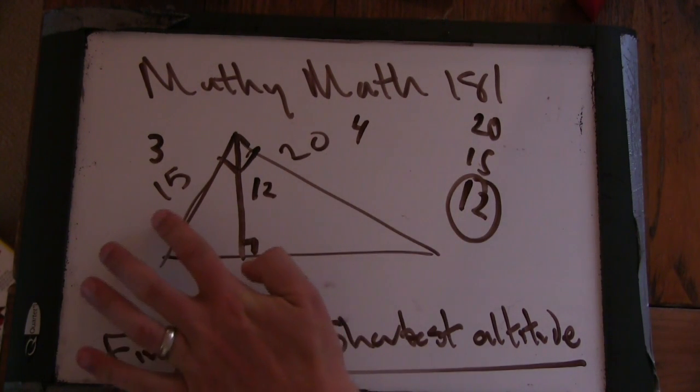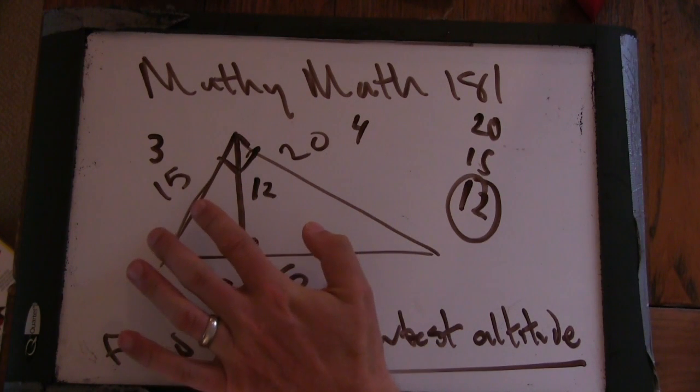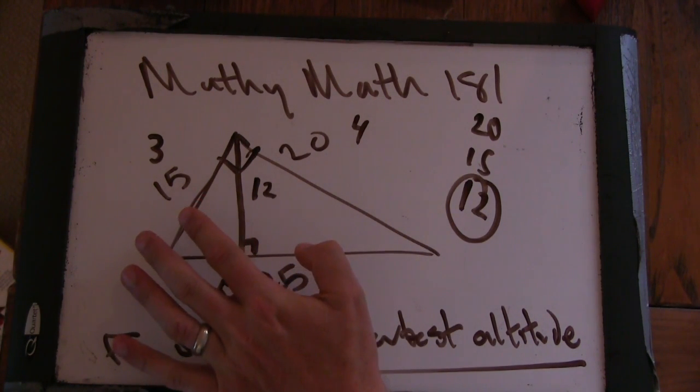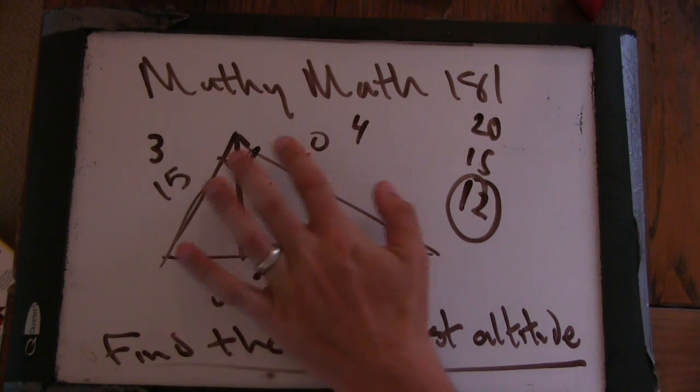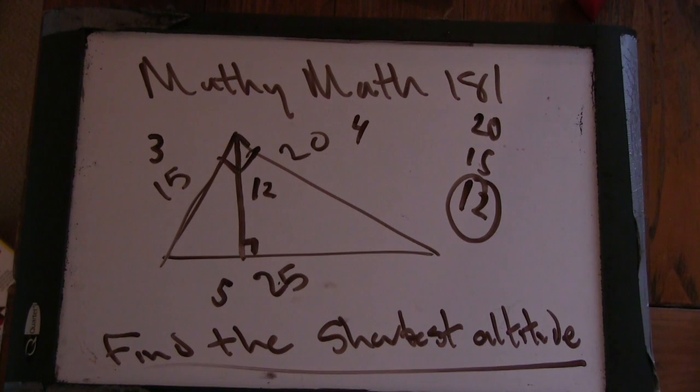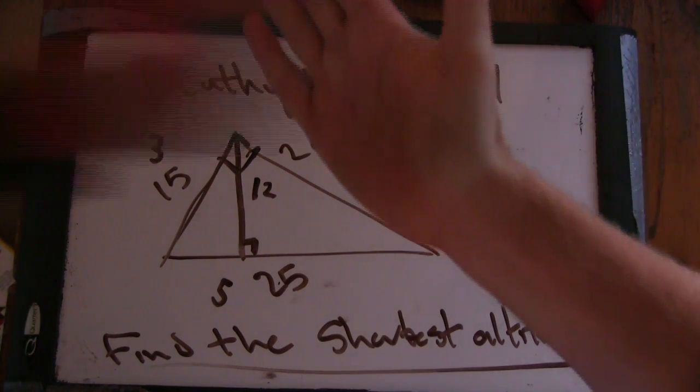So 15 times the altitude to the side of 15 has to be 300. 20 times the altitude going to the side of length 20 has to be 300, and 25 times the altitude going to that side has to be 300. So that's why you do not need to compare all 3, because the altitude going to the longest side is going to be the shortest altitude. All right. Good work.